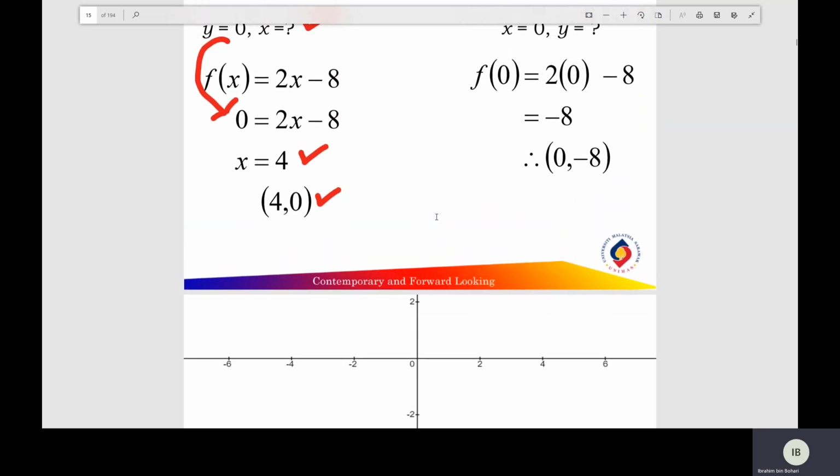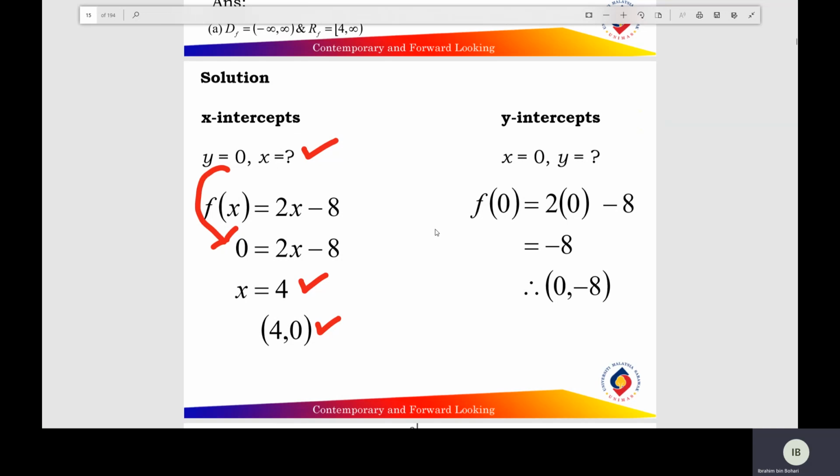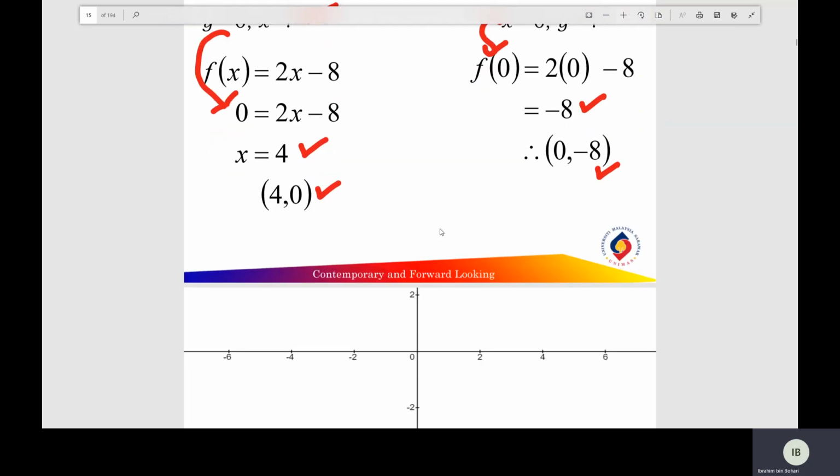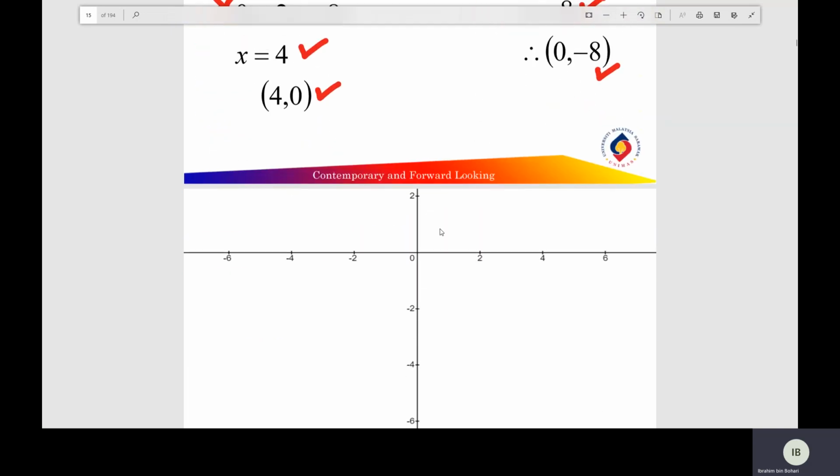And step 2, you find the y-intercept of the function. X here equals 0, and you find the value of y. You substitute 0 into the function, 0 minus 8, and y here equals negative 8. And then the y-intercept here is at (0, -8). You plot the x-intercept and y-intercept of the function at (4, 0) and (0, -8). The first intercept is at (4, 0). The second intercept you plot at (0, -8).